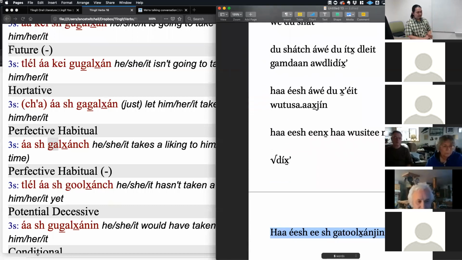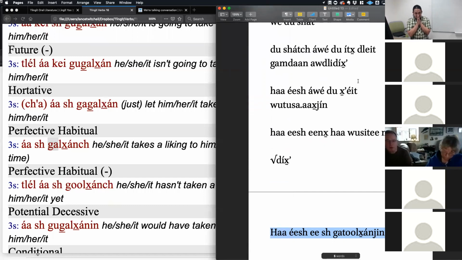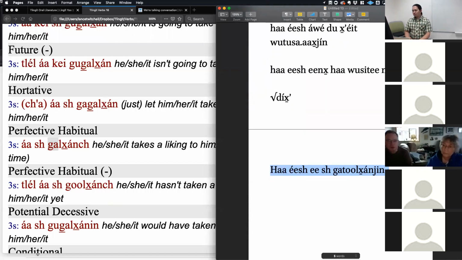Okay, that's good stuff. One more quick one, hopefully. How would you say, and I guess what I'm trying to say, she shot her first moose. And it's the first that I'm not sure about.